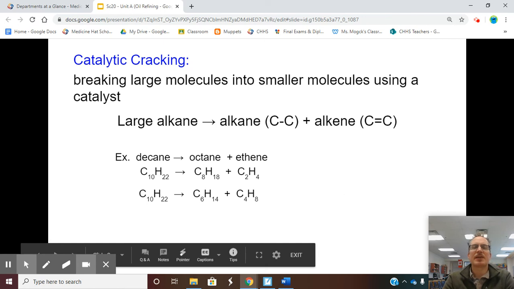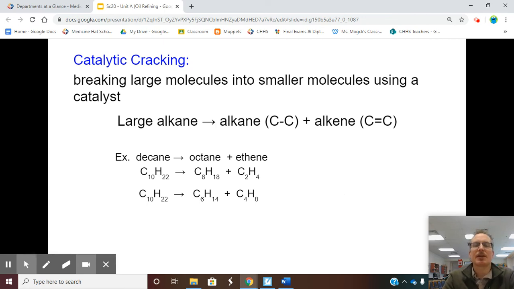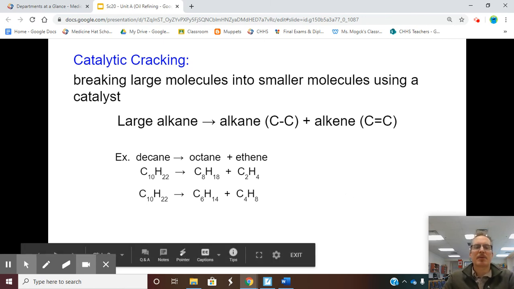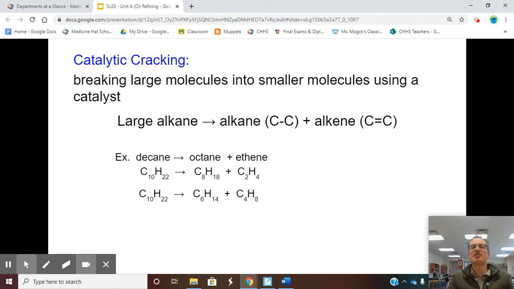So we've already looked at physical properties. We are going to now look at chemical. So catalytic cracking is when we take a large molecule and we break it into smaller molecules. I always like to think of this as an egg cracking. We start with a big egg and it breaks into smaller pieces. And again, when you crack an egg, it can break into different size pieces or different amount of pieces every time. So we're going to start with a large alkane. When we crack it, it'll break into, for sure, an alkane and an alkene.